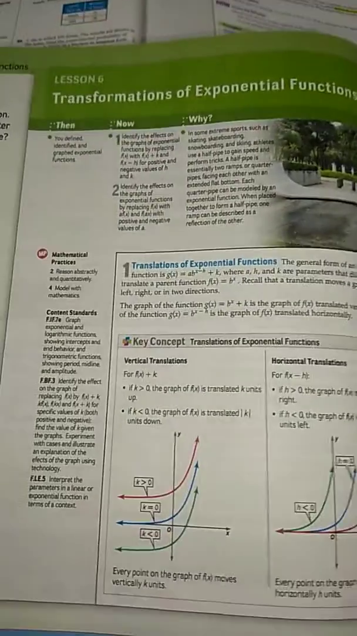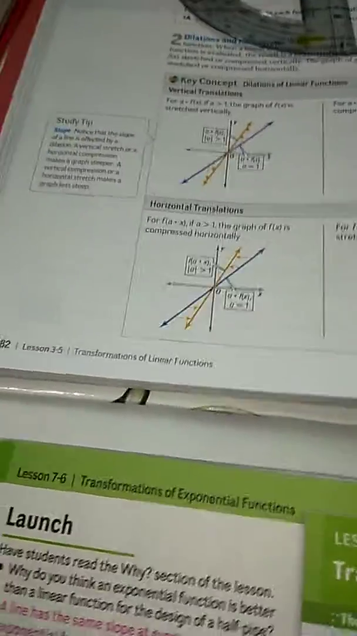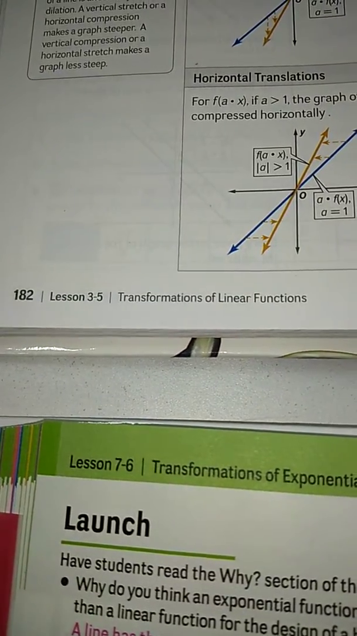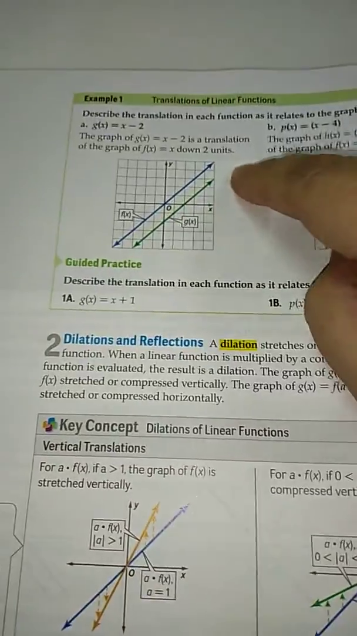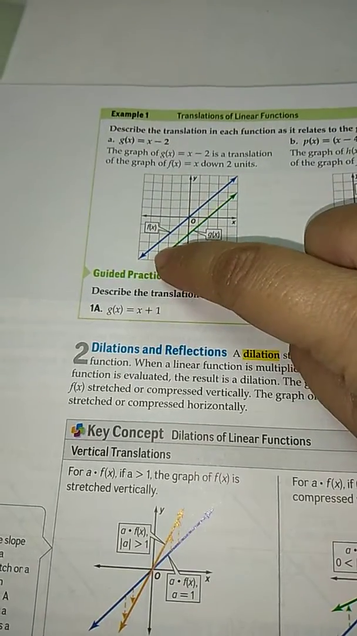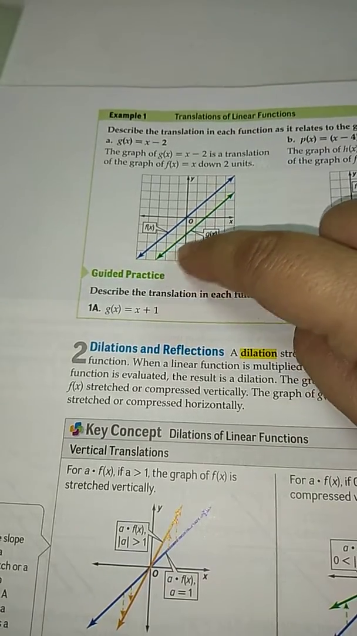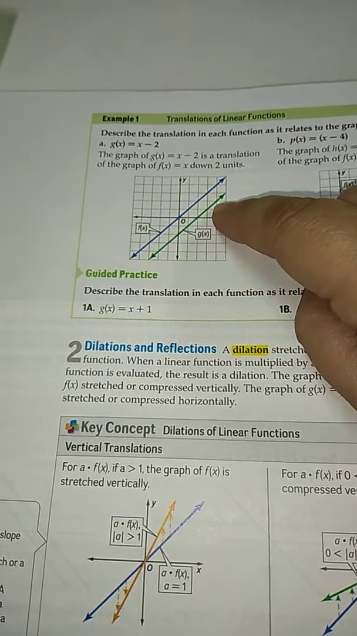Okay, so this lesson is on the transformations of exponential functions. I don't know if you remember, but a little while ago, when we were covering chapter 3, we studied the transformations of linear functions. And back then, we looked at straight lines. The blue line is f of x, the original line. And then we looked at another line that has been transformed from the parent function. Okay, so this green line is the transformed line.